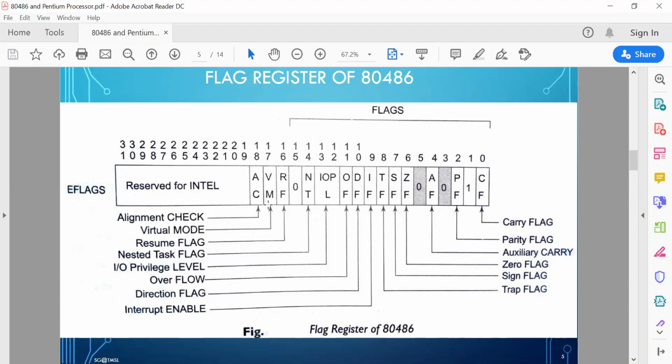Up to bit 17, the VM virtual mode flag and the resume flag are applicable with the 80386. One new flag introduced is the alignment check flag, which is introduced in the 80486 microprocessor. And what is the use of this alignment check flag?